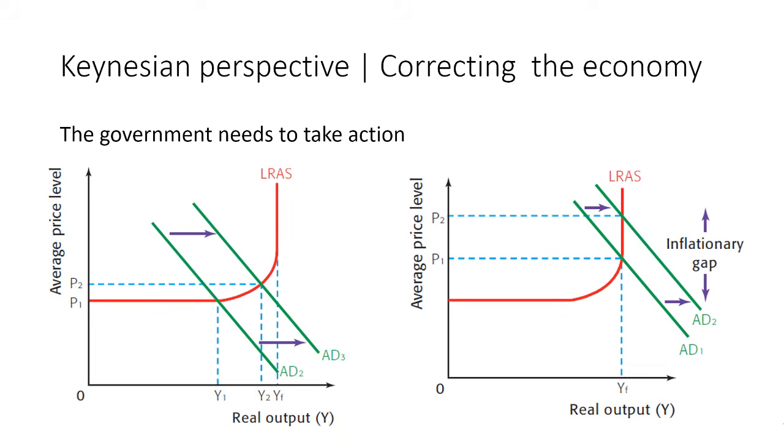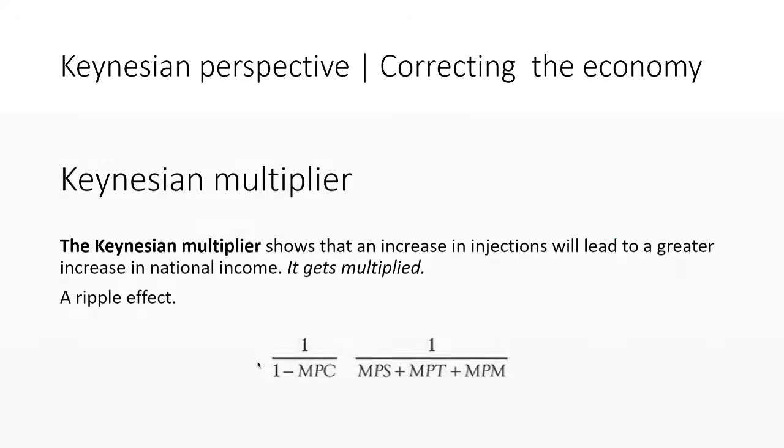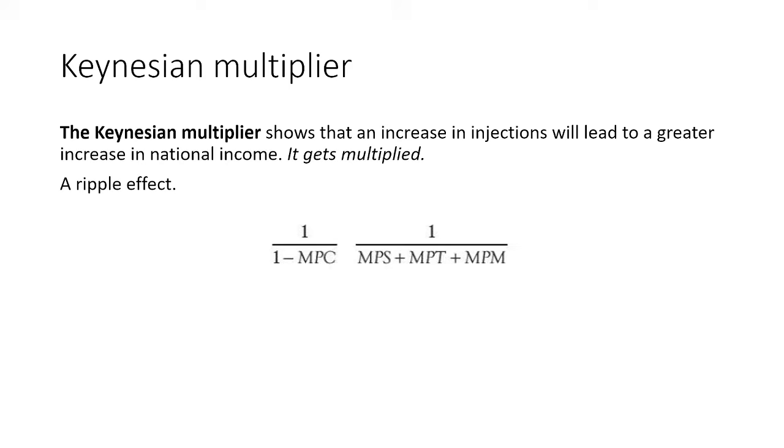So to correct the economy in the Keynesian perspective, the government needs to take action by using some of their policies to influence AD, which may shift in or out, which we will touch upon towards the end here on how they shift AD. Then there's also the Keynesian multiplier. It shows that an increase in injections will lead to a greater increase in the national income, which says that the money you get in gets multiplied. This is sort of a ripple effect.